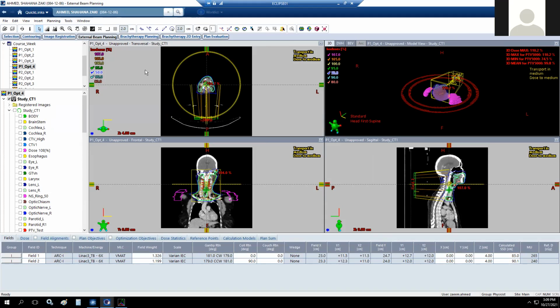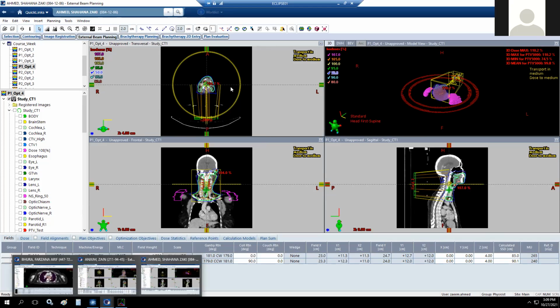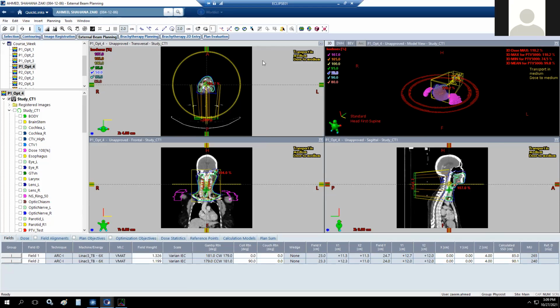Sir, are you not doing SIB, or are you doing phases? We are doing SIB, but only for some cases in the pelvis region. For head and neck, I don't think we have done any patient, maybe 1 or 2 patients, if I'm not wrong. Okay, kindly show me the phase 1 beam arrangements. I want to review it.